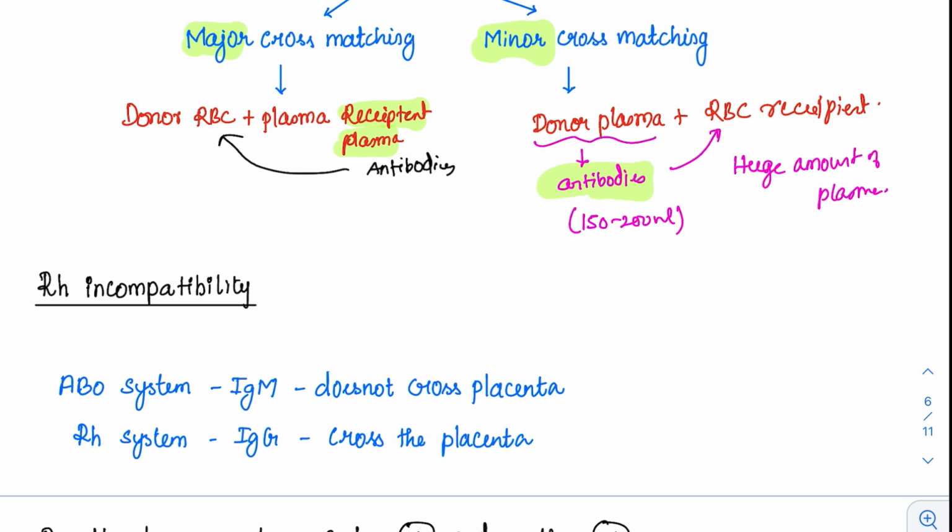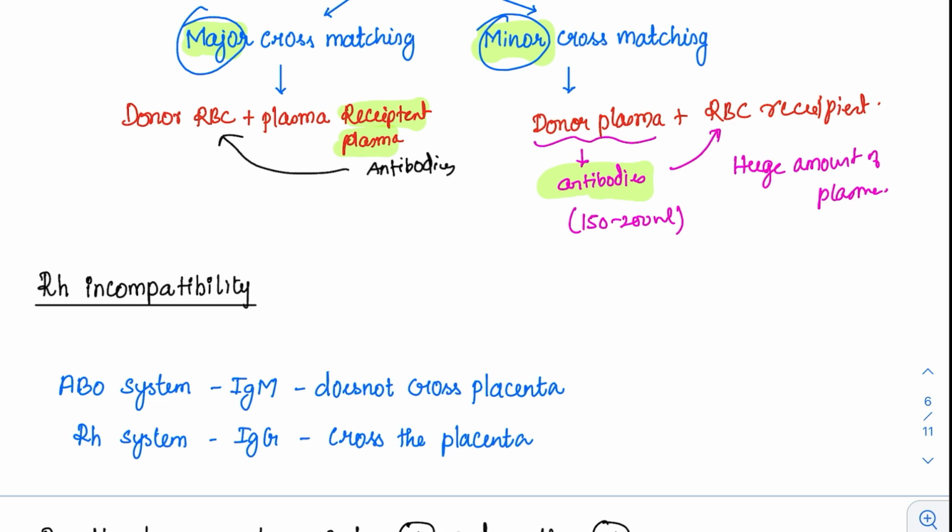But when cross matching is done, both should be negative. There should not be a major cross matching defect and there should not be a minor cross matching effect. Then only will it be transfused into the subject. Minor does not mean that if there is some reaction in minor cross matching, we just give it to the subject. It's not like that. Both are important. It is named major because a major defect will occur when this is done. It is called minor because the effect of the donor plasma on the RBC will be little in comparison to the other side.